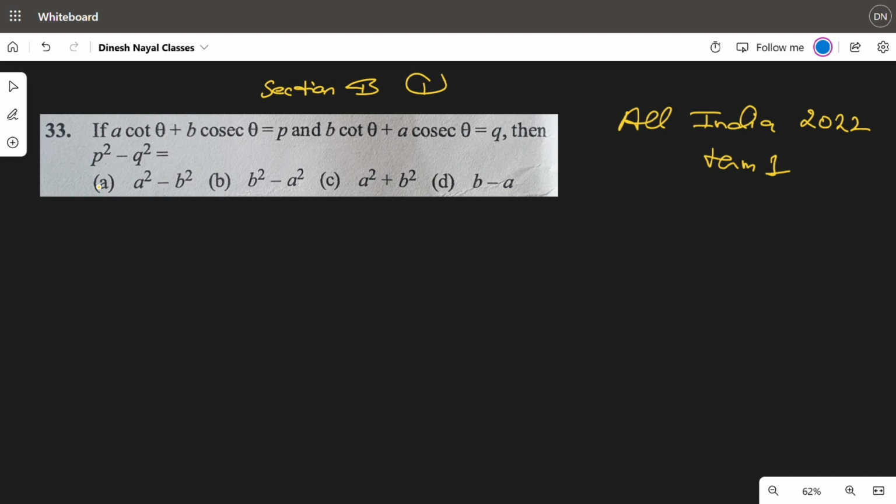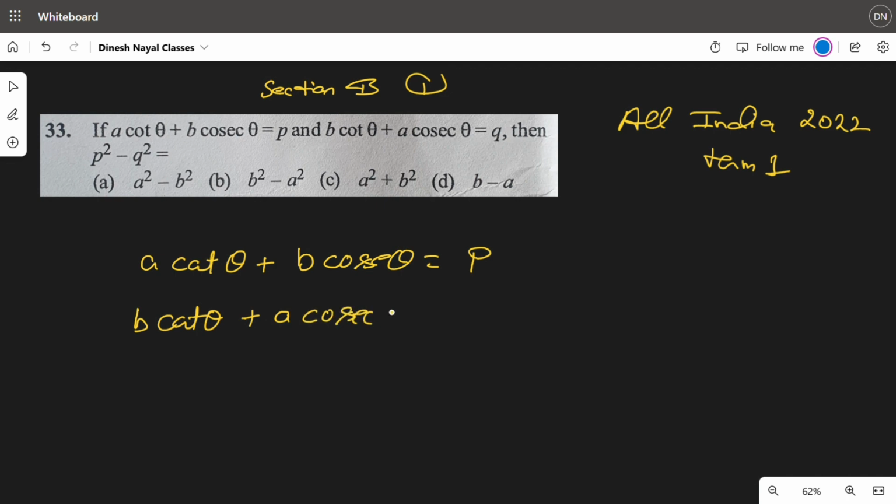Okay. Now they have given you a cot theta plus b cosec theta equals p, and b cot theta plus a cosec theta equals q. Then what is p square minus q square? Okay, first of all, just write it down. See what they have given: a cot theta plus b cosec theta equals p, and b cot theta plus a cosec theta equals q.